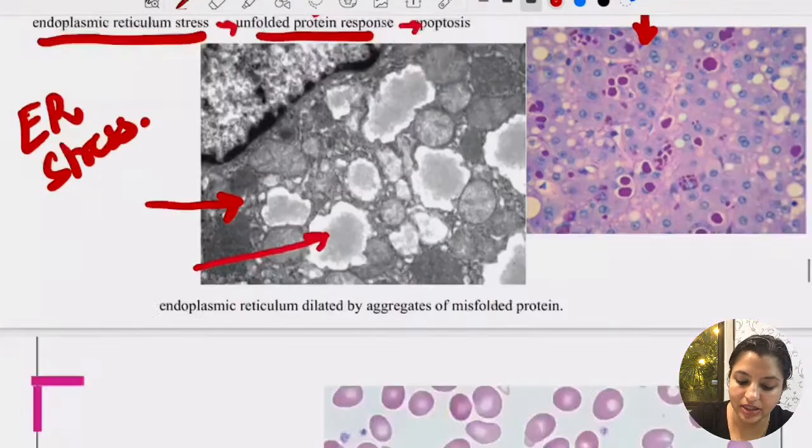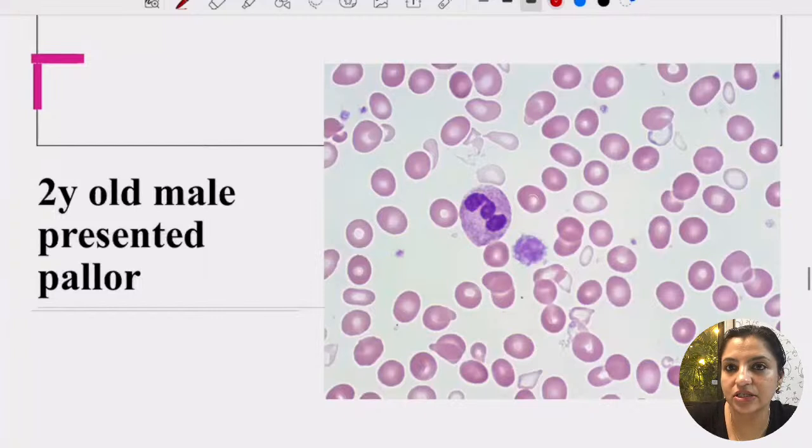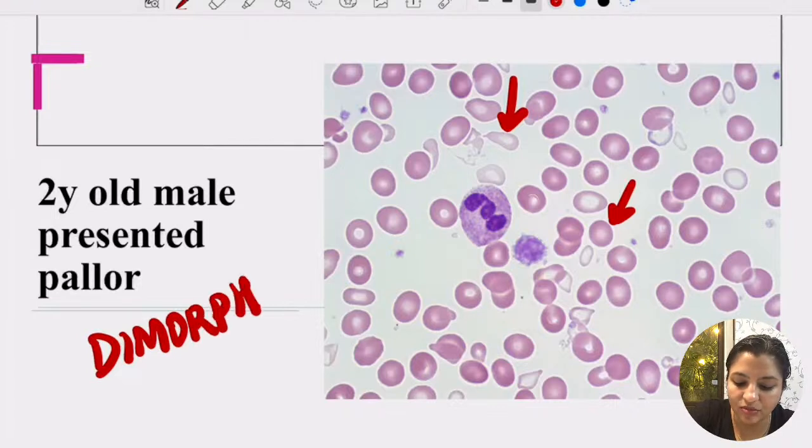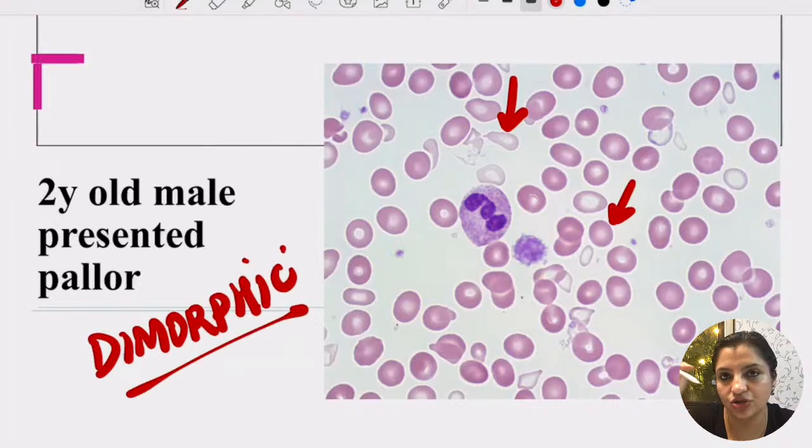Now, once we are clear with this, let's go to the next question. This is a 2-year-old male presenting with pallor, and you can see two types of RBCs here, microcytic hypochromic and normocytic normochromic. Whenever you see these two types of RBCs, it is a dimorphic peripheral blood smear picture. Whenever you have a dimorphic peripheral smear picture, your mind should always be thinking of sideroblastic anemia.